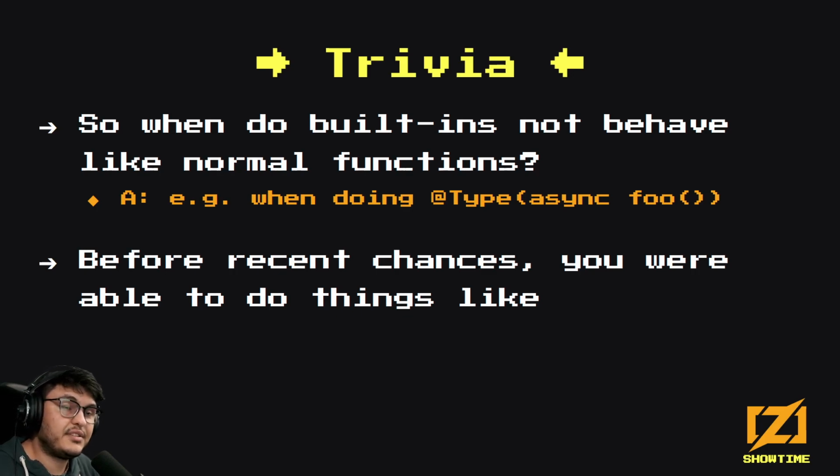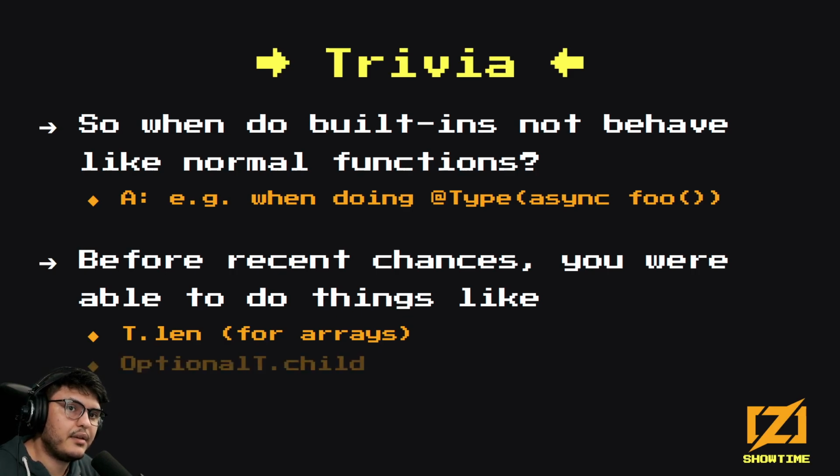Before reaching this, so talking about trivia, you're also able to do things like t.len. So if you had a type that was an array, you could also do .len on it to get the length. Also, optionals had a .child thing that allowed you to inspect the child. But apparently, Alex was telling me today those have been removed. Just an interesting piece of trivia. I think they were nice, but I also get why we might not want to have multiple independent ways of doing the same thing.